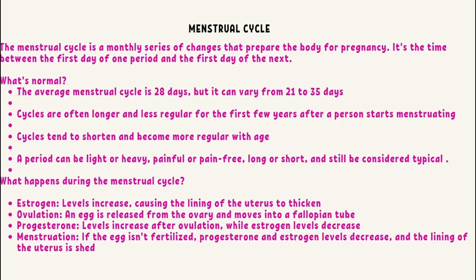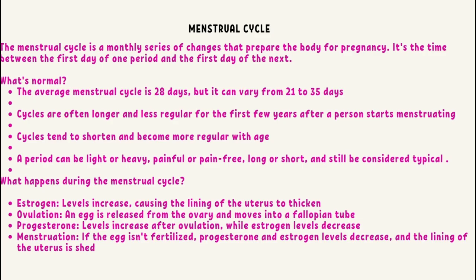But when that doesn't happen, the opposite happens. Progesterone levels increase after ovulation while estrogen levels decrease. Then, if the egg isn't fertilized, progesterone and estrogen levels decrease and the lining of the uterus is shed. So that's what comes off as blood at the end of the day.